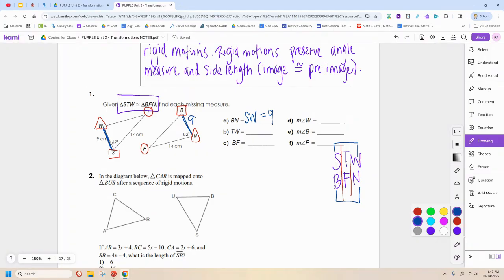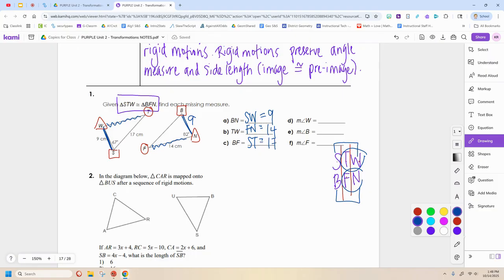Okay. So TW is the same as FN. And so TW, how long is that? Well, it's the same as FN. How long is that? 14. And then our last set of corresponding sides, I have ST and BF. So ST is equal to BF, which is equal to 17.